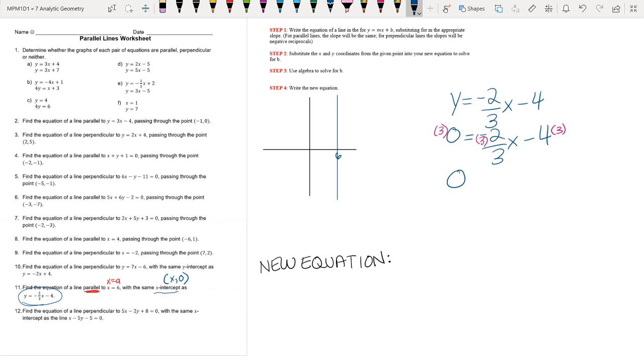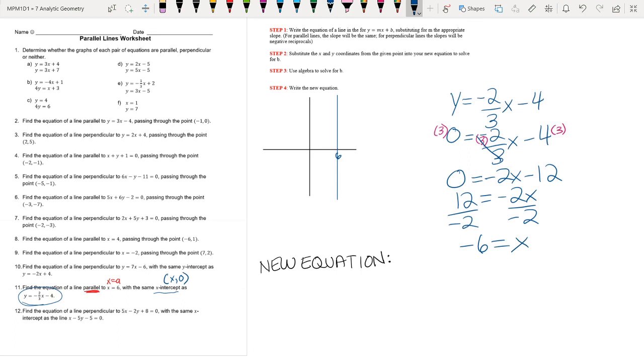And 3 times negative 2 over 3x gives me negative 2x. This becomes 1 and we don't need to see it any longer. And negative 4 times 3 gives me negative 12. I now need to get x by itself, and negative 12 is in the way, so I add 12 to both sides. I have now 12 equals negative 2x. I divide both sides by negative 2, and negative 6 is equal to x.